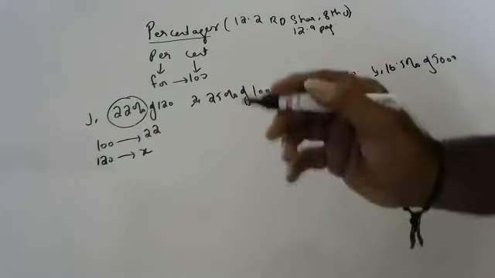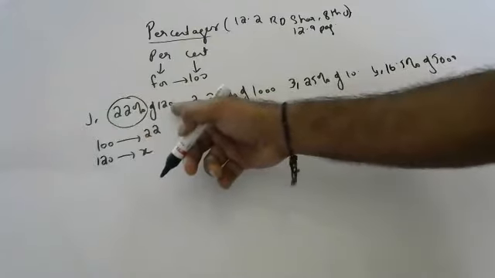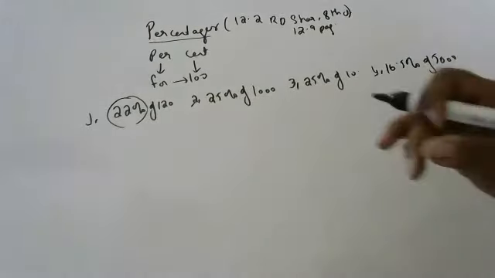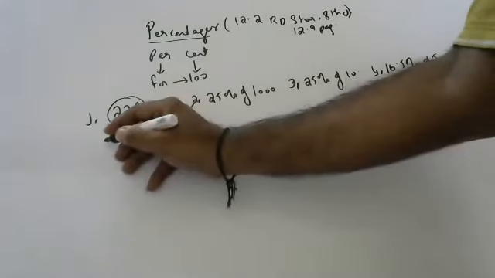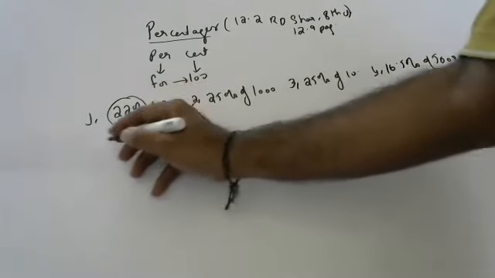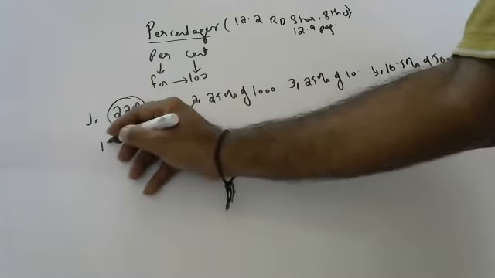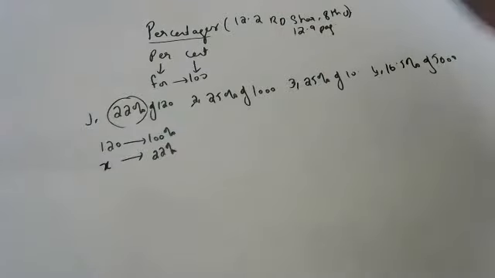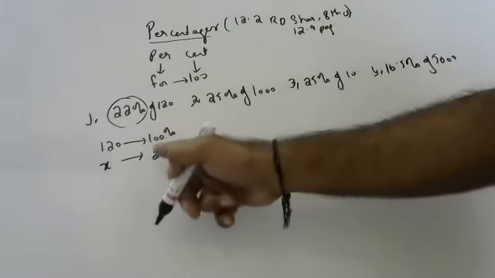Children, 22% of 120 means you can say it like this also. If 120 is 100%, 22% is how much? Like that also you can do, children. However you want, but you should understand the concept. 120 is 100%, 22% is how much?